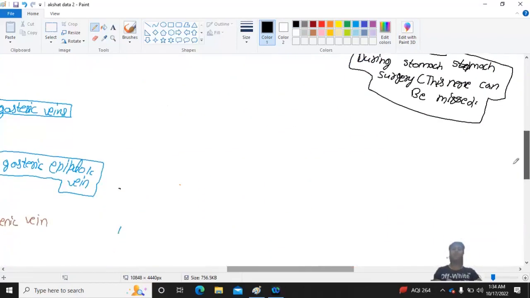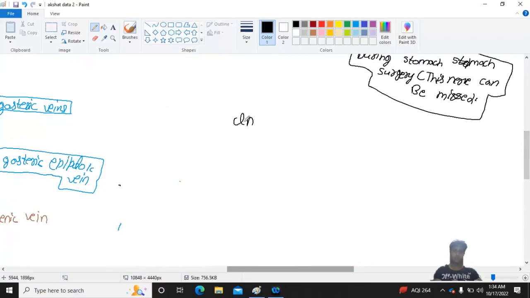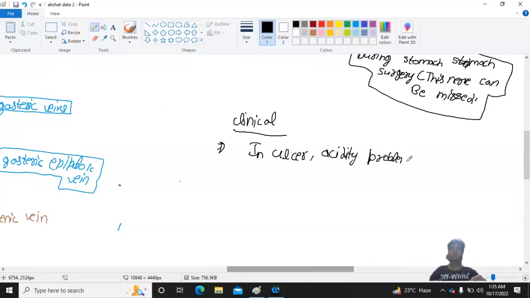Now some clinical aspects. In acidity conditions, high acidic conditions, ulcer conditions, ulcer and acidity problems, we do vagotomy, sometimes highly selective vagotomy or normal vagotomy, in which we cut some of the vagus branches which supply the fundus region, basically the gastric glands.